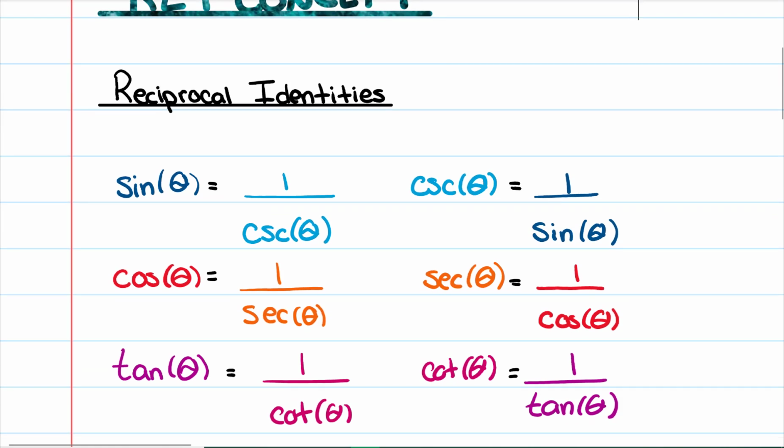It's just that sine is 1 over cosecant, so cosecant's 1 over sine. Cosine's 1 over secant, so secant is 1 over cosine. Tangent is 1 over cotangent, so cotangent is 1 over tangent. This basically just says that if you flip cosecant, you get sine. Same thing goes for these. If you flip secant, it turns into cosine, and so on.